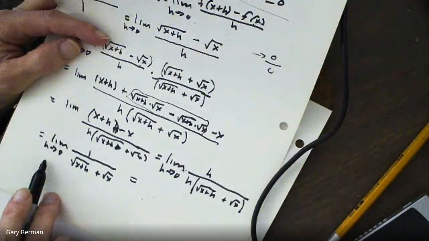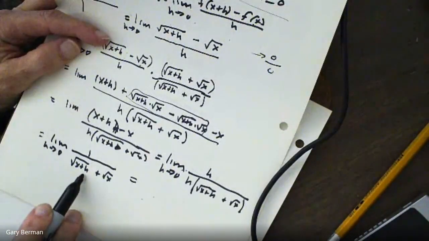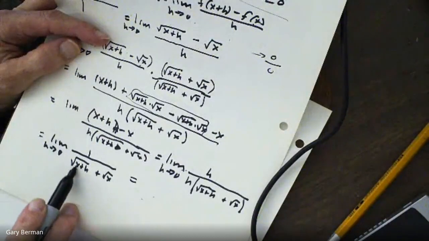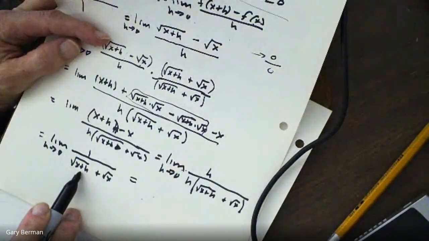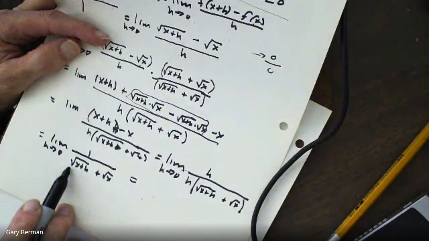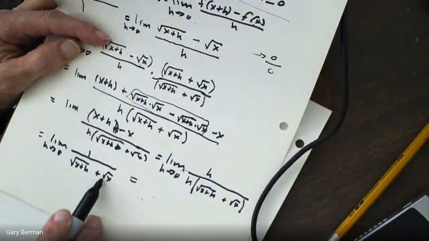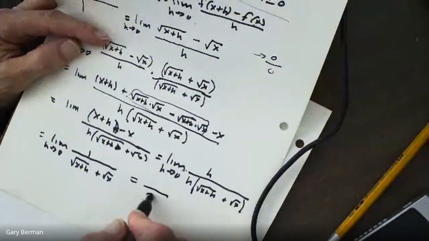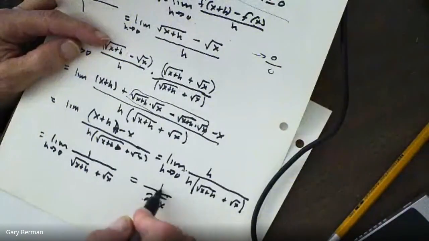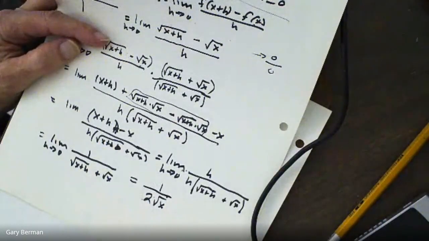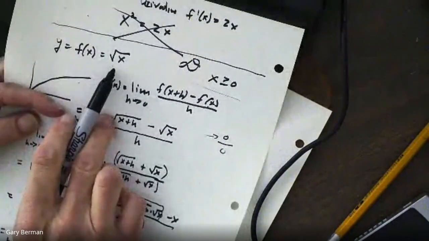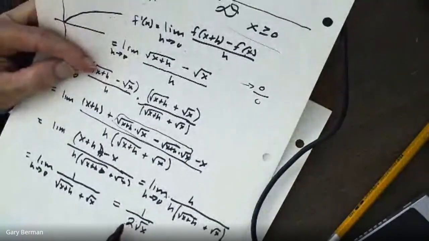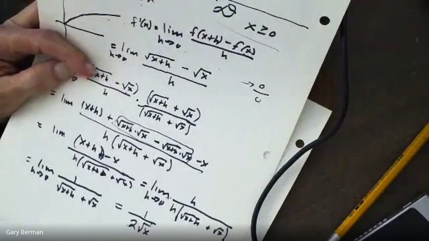So now we need the limit as h approaches 0 here. As h approaches 0, the root of x plus h simply goes to root x. So this is root x plus another root x, which gives me 2 root x on the bottom. The top is simply 1. And that's our answer. The derivative of the square root of x function is 1 over 2 times the square root of x.